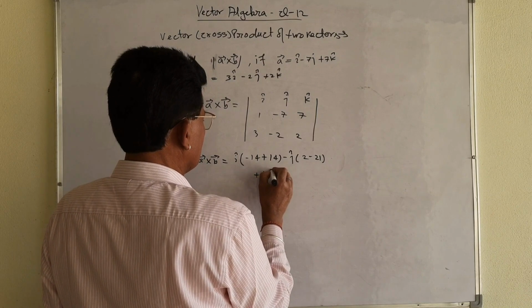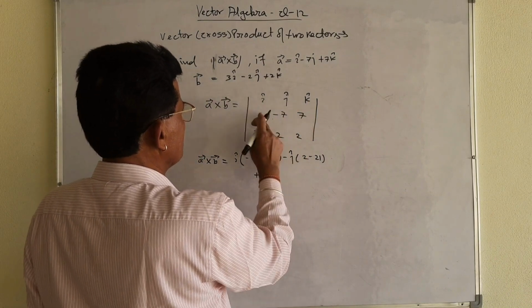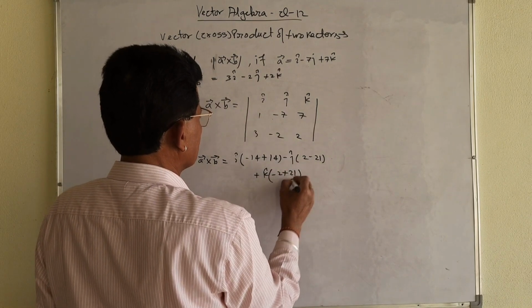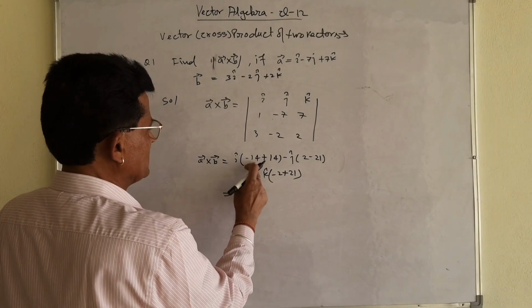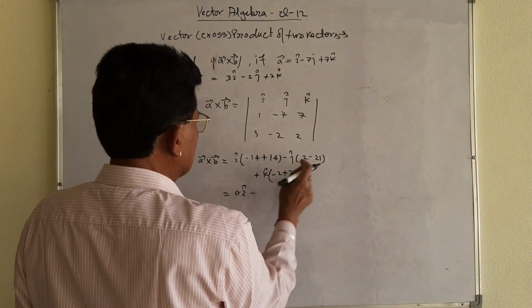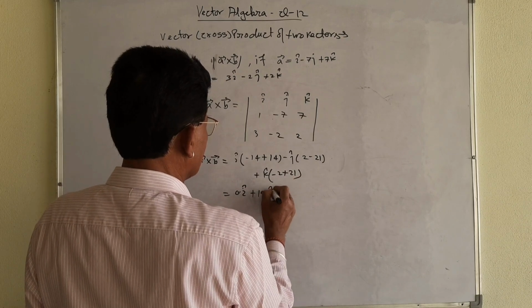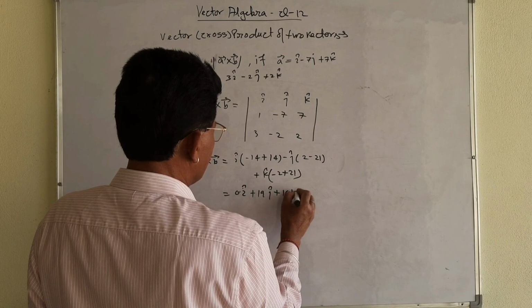Plus k unit vector. For k, delete this column and this row. Minus 2 and plus 21. Once again, its value will be, my dear student, 0i, 14 plus 14 next minus. Negative to negative positive, that will be 19j. And it will be, देखिए यहाँ पर, plus 19k.